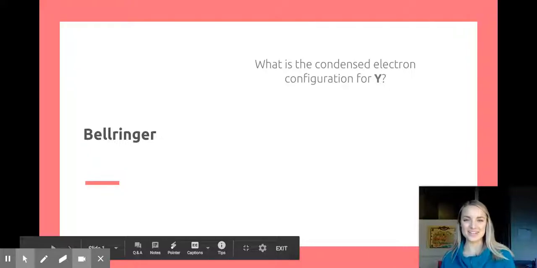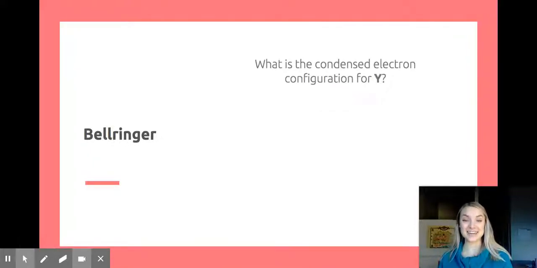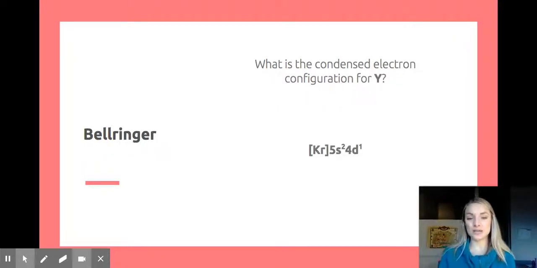Hello, everyone. Our bell ringer question today is, what is the condensed electron configuration for Y, or yttrium? Take a moment, look at a periodic table, write some stuff down, and I hope your answer is krypton 5s2 4d1.